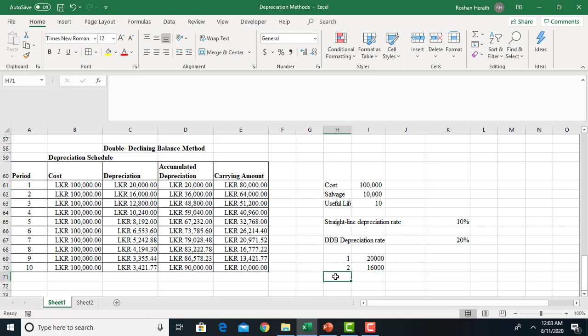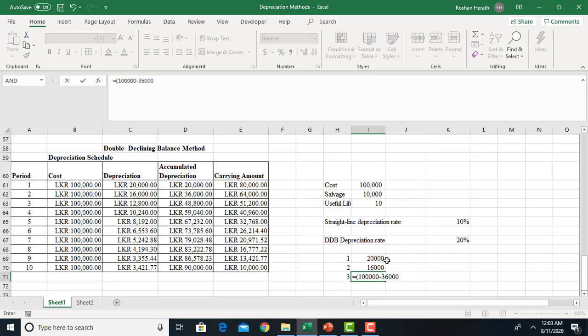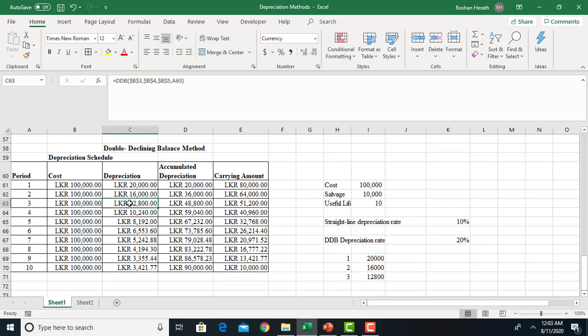And similarly, the third year, just to verify yourself: the cost is 100,000, the accumulated depreciation at the end of the second year is 36,000, into the rate, and that must be 12,800. So that is perfectly fine. Now it confirms the double declining balance would double the rate that you use in the straight line method.